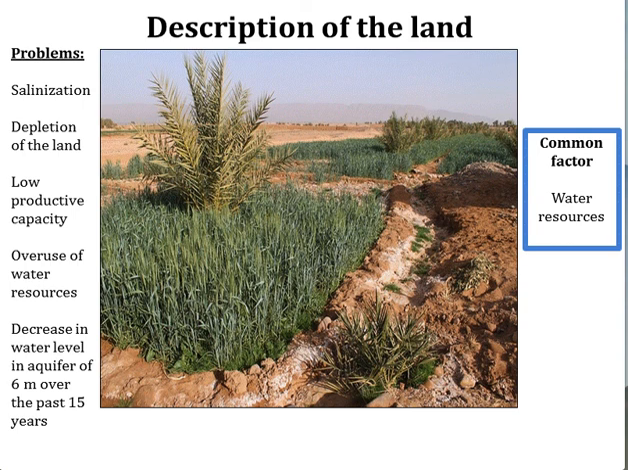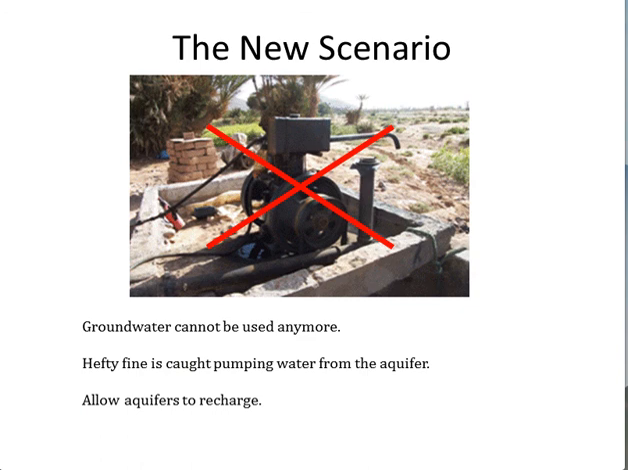This is just a summary slide of the problems facing this land, as I've already gone through most of them. And the one factor that we found that linked them all was water. So that's what we decided to center our intervention on. So what was our intervention?